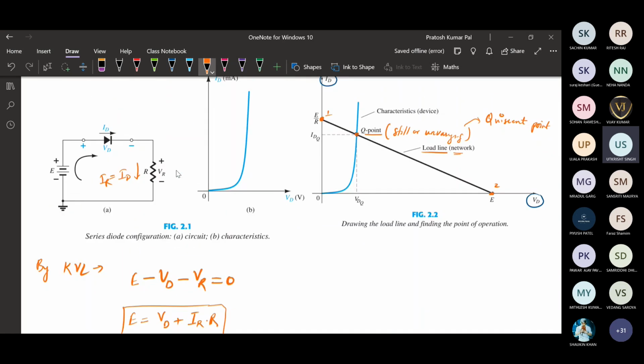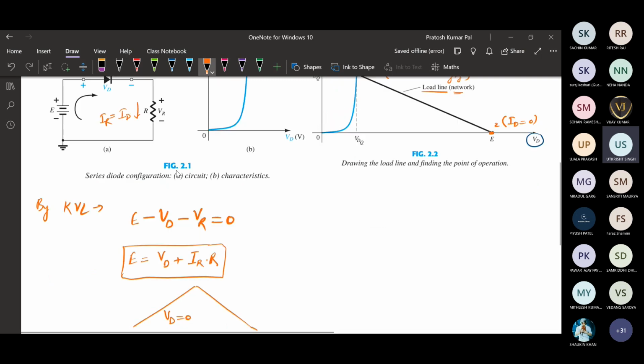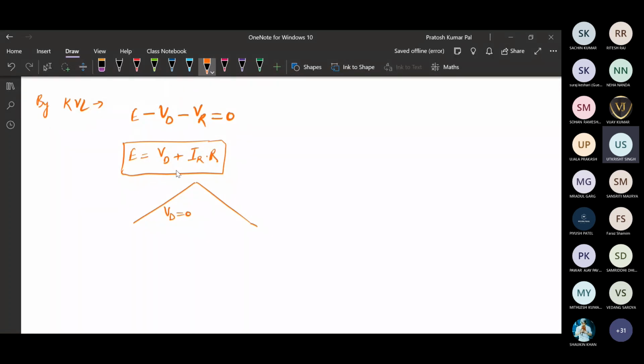Point 2 is the point where the VD value is some non-zero value, but at this point ID is 0. So at point 2, the ID value is 0. Similarly, at point 1, the current has some value, but at this point the VD value is 0. So we will put these conditions into the KVL that we have obtained. We will first put VD equals to 0, and then ID equals to 0.